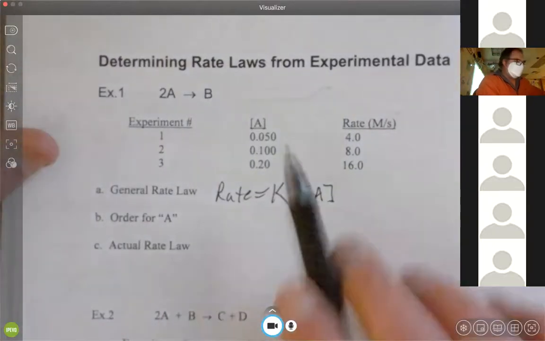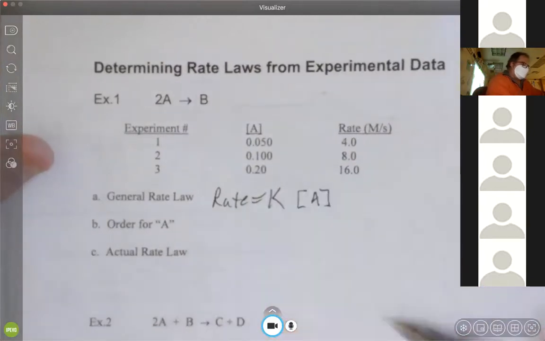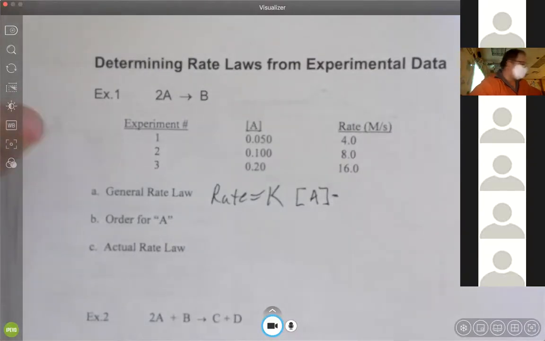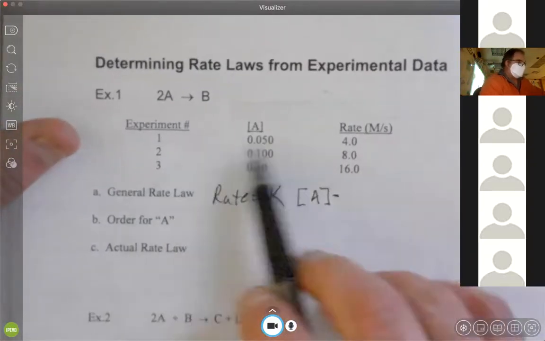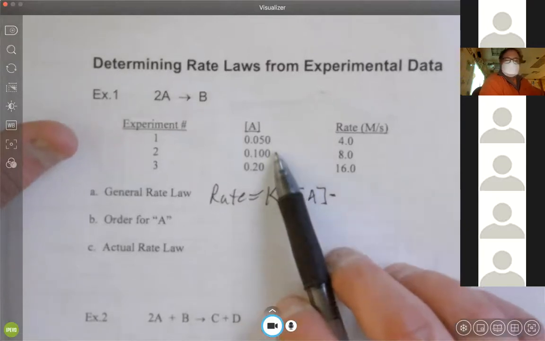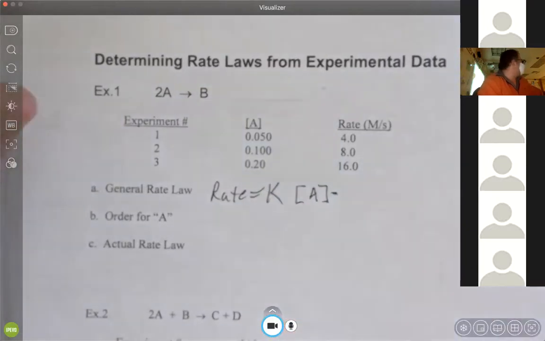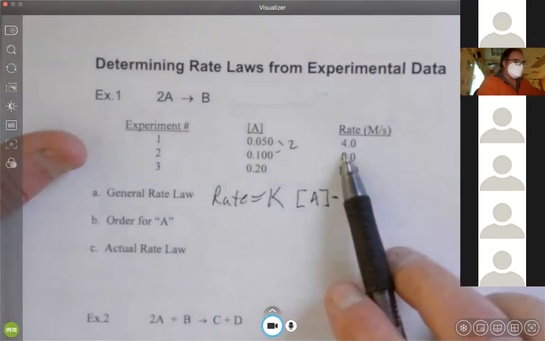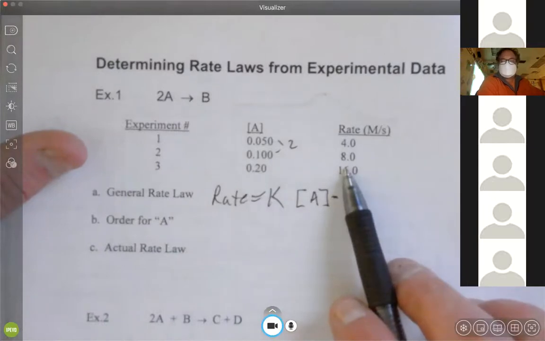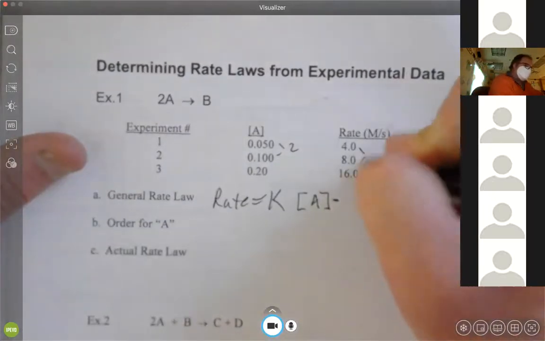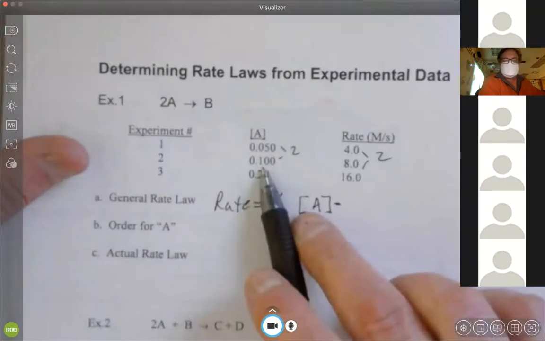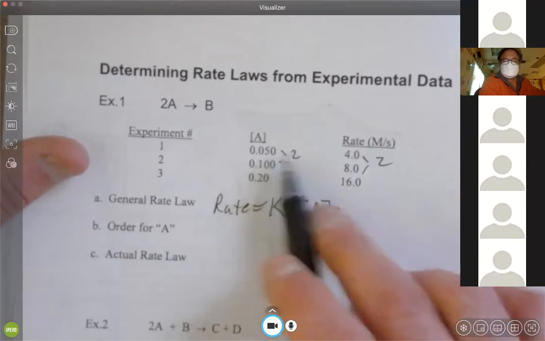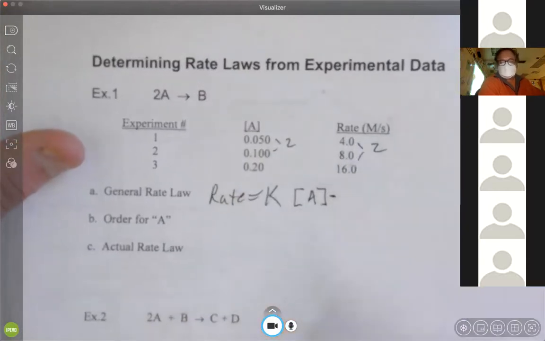So take a look here. There is something called an order. Basically it is just a power that you take the concentration to. So ask yourself this: what happened between 1 and 2? What did we do to the concentration? Doubled it. And what happened to the rate when we doubled the concentration? It doubled. If you're having trouble doing that math, you can always take the lower one, the bottom one, and divide it by the upper one. So 0.1 divided by 0.05 is 2, and 8 divided by 4 is 2.